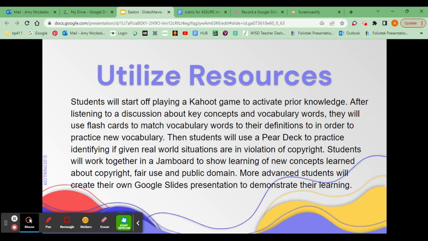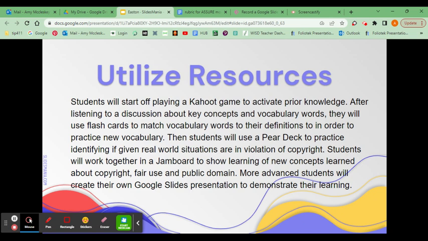U is for Utilize Resources. Students will start off playing a Kahoot game to activate their prior knowledge. After listening to a discussion about key concepts and vocabulary words, they will use flashcards to match vocabulary words to their definitions in order to practice new vocabulary.